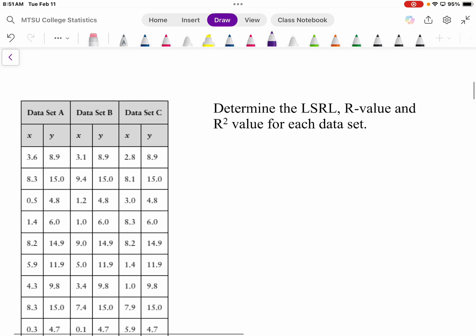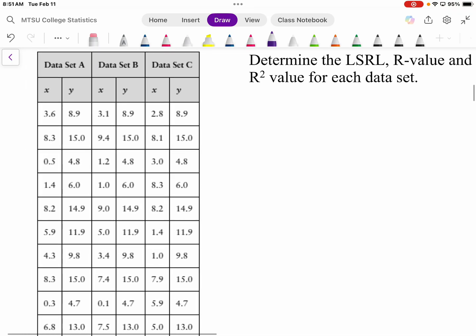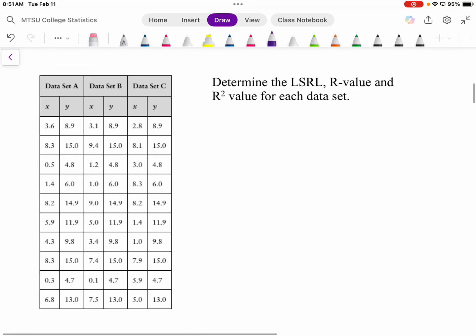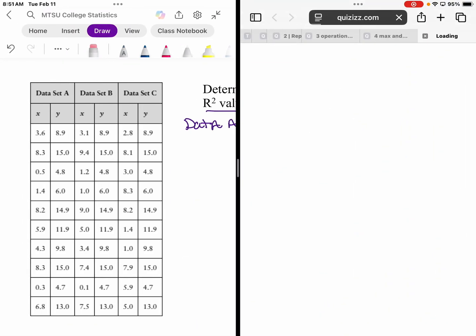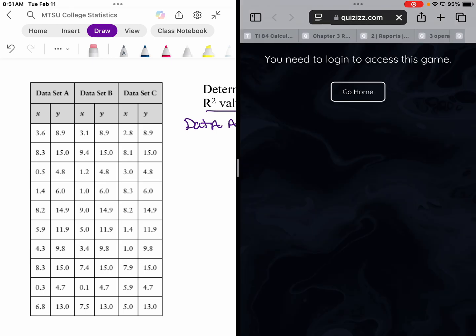So to get us warmed up here, we have 3 different data sets, so this one's going to take us a little bit of time. For each one of these, data sets A, B, and C, we need to find the LSRL, the least squares regression line, the R value, and then the R squared value for each data set. So I'm going to start working on this carefully, and you can work as fast as you want ahead of me as we do it.